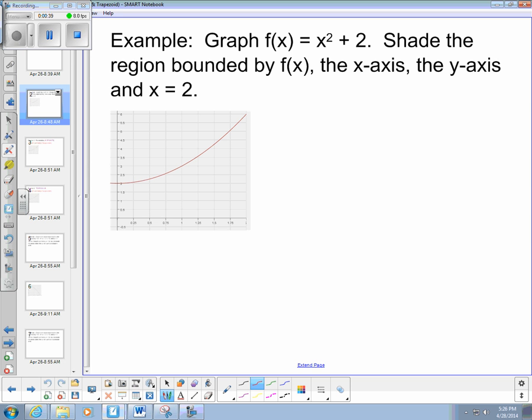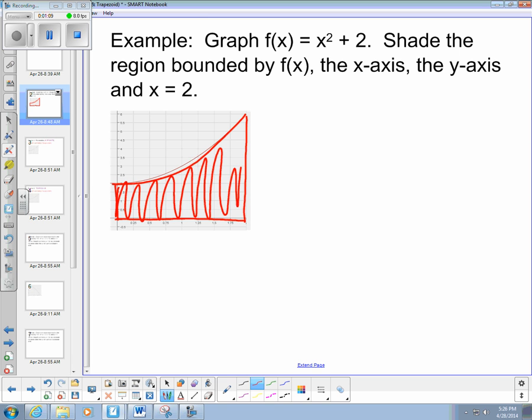Okay, so first thing I would like you to do, this is one of the graphs that we used in part one with the left and right sums, but I want you to shade the region that's bounded by the function x squared plus 2, the x-axis, the y-axis, and the vertical line x equals 2. So if you shade in that region, we are talking about finding the area of this graph, this region bounded by those four lines.